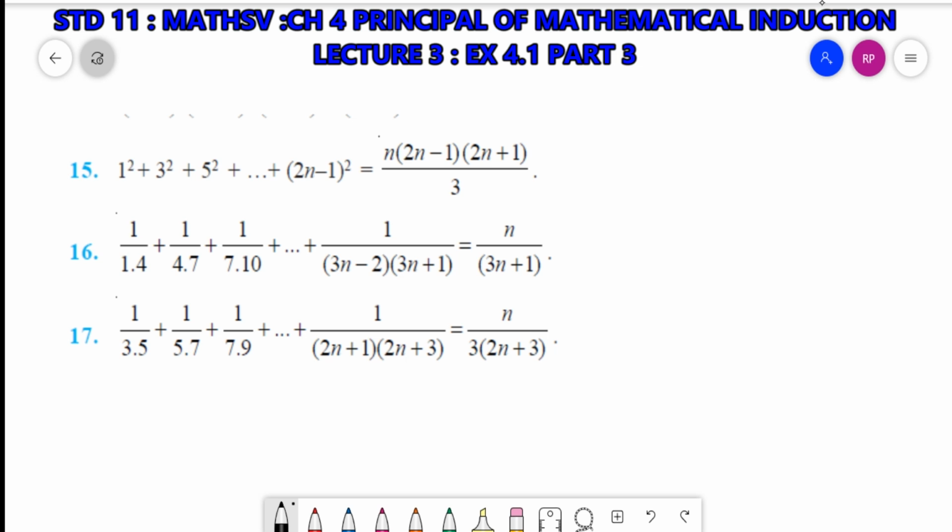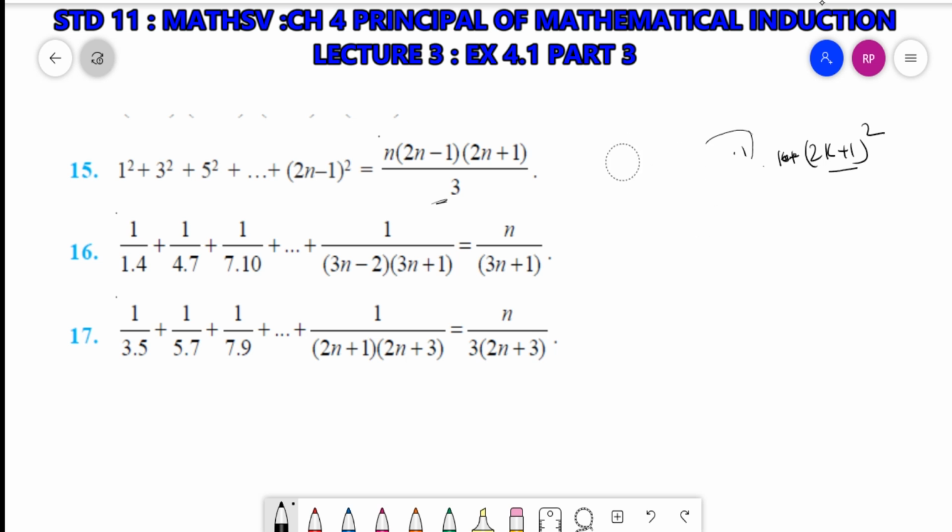Clear? So in 15th you will get this type of equation in terms of k, like k(2k minus 1)(2k plus 1) upon 3 plus the RHS, that will be (2k plus 1) whole square. Okay, so now what you can do, I'm giving you a hint, after this step you can take 2k plus 1 common from here and here, and then take the LCM and then add it and try to reach the RHS.